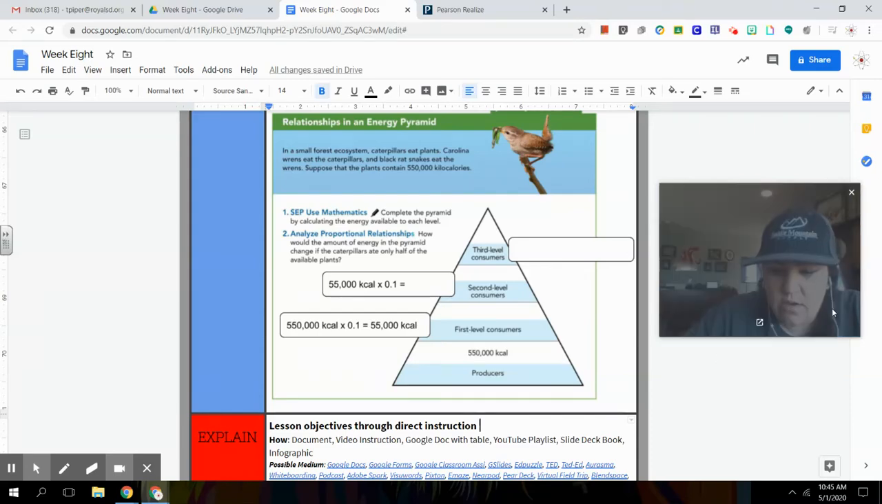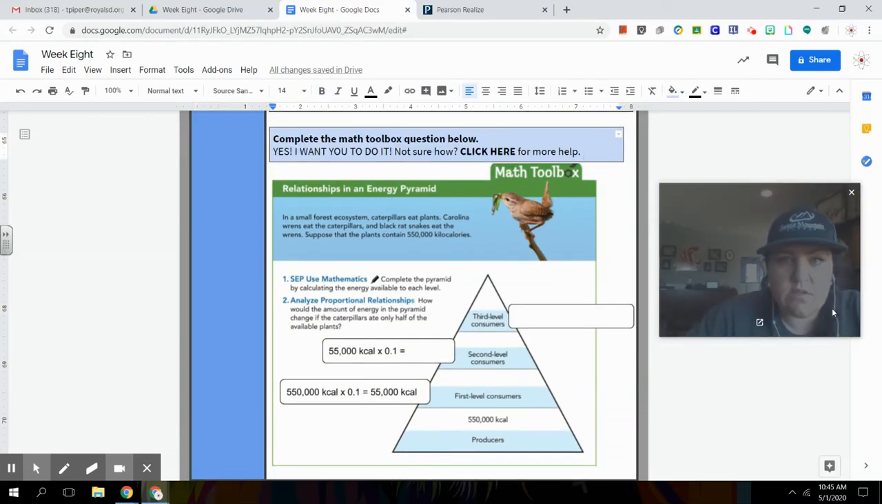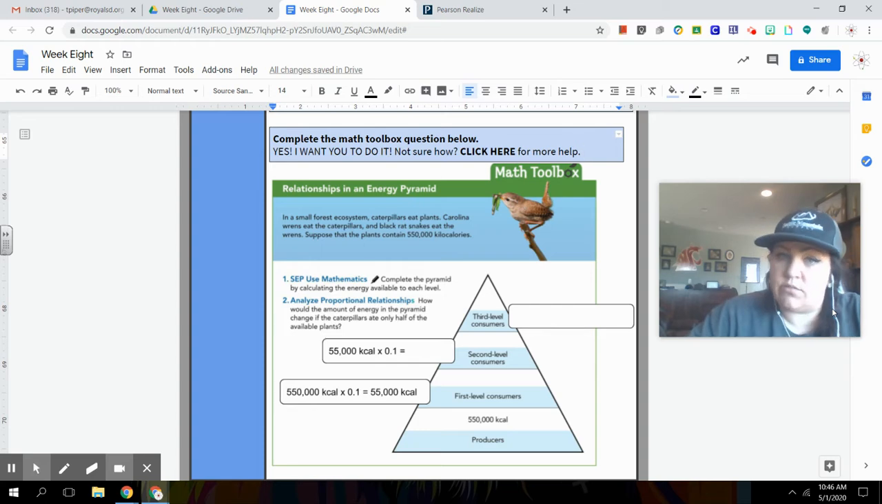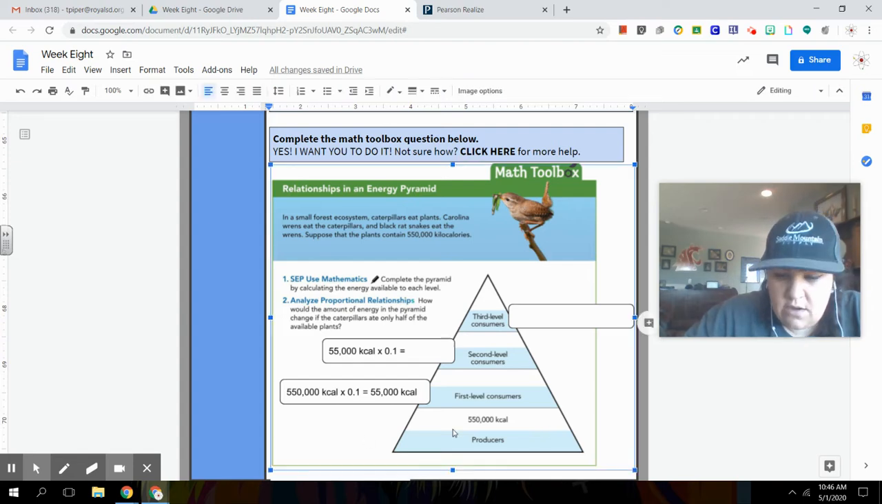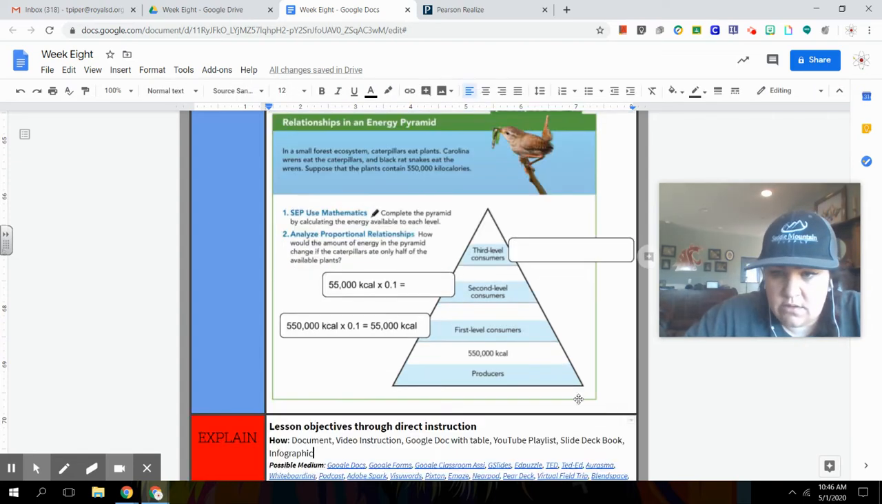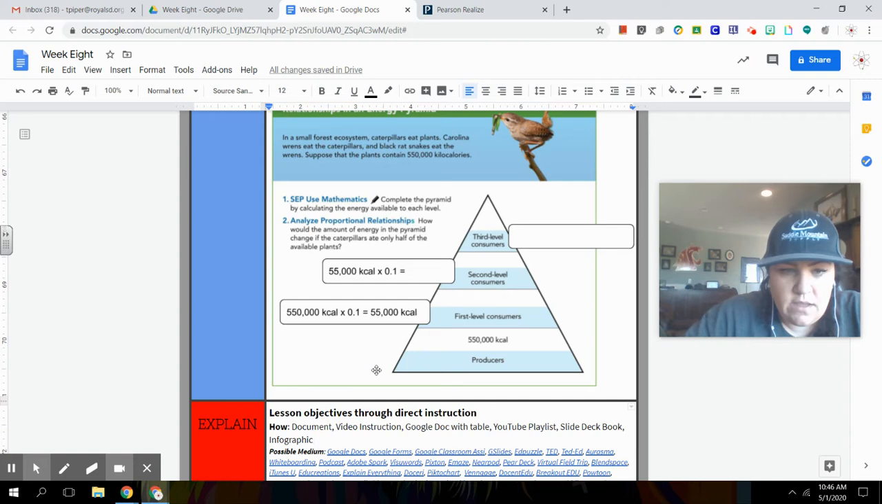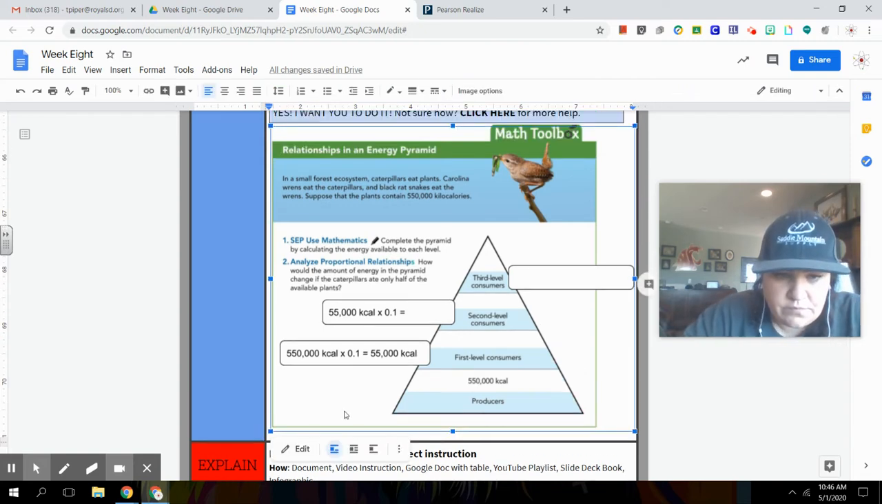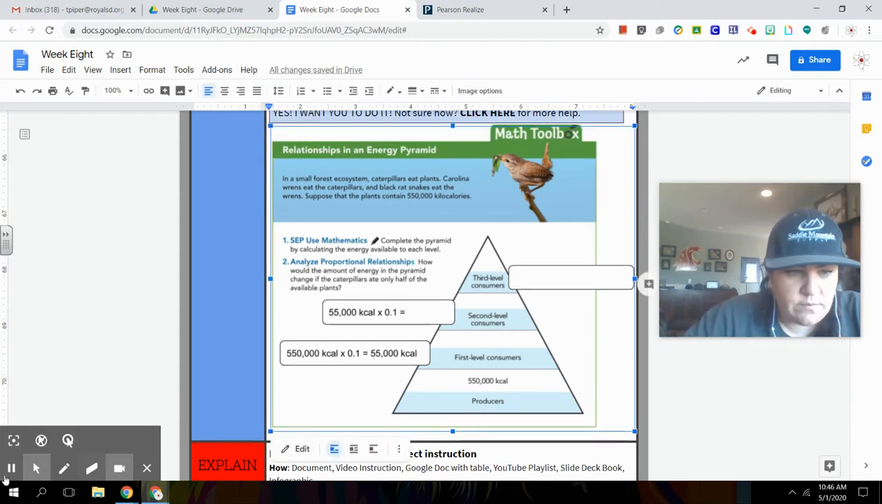All right, so here is how you edit this. And yes, you do have to do the math toolbox. It's really not difficult. So first things first, you're going to go ahead and click on this picture. And you can't see it yet, so I got to scroll down a little bit. But I click on the picture and I hit my edit button.